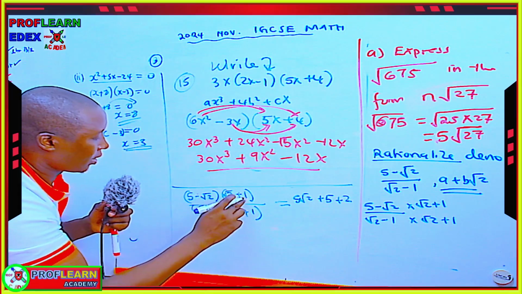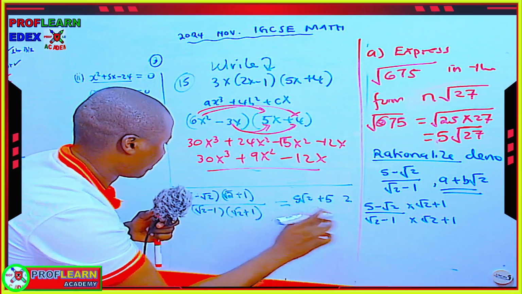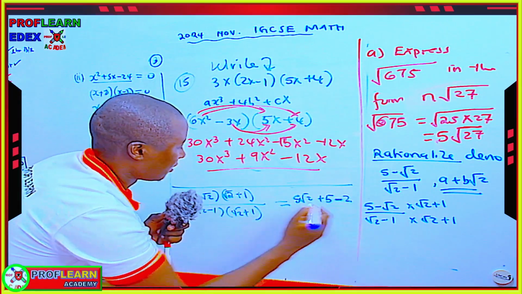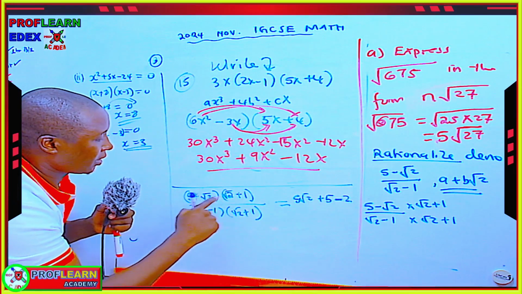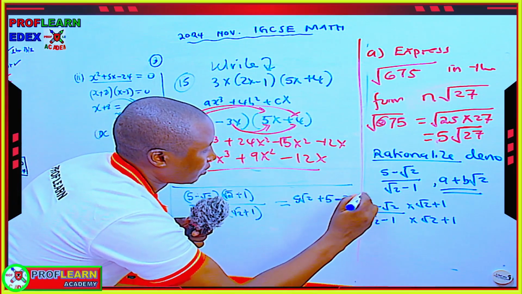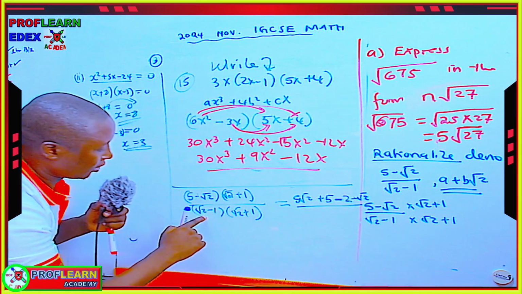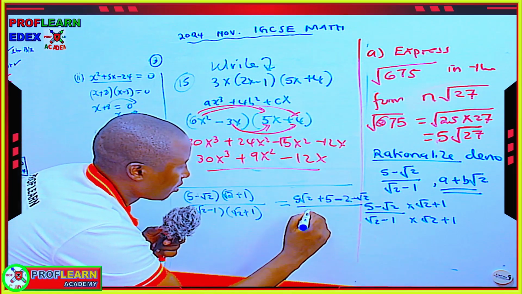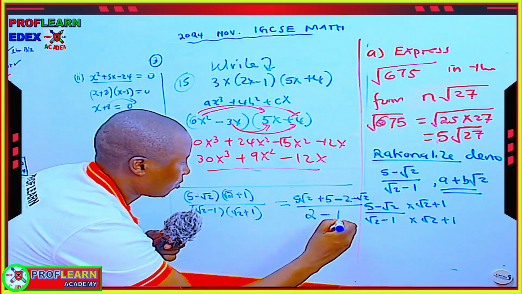Root 2 times 1, of course, this one is going to be minus. A minus and a positive here will be minus root 2. But this one is going to reduce to 2 - 1.